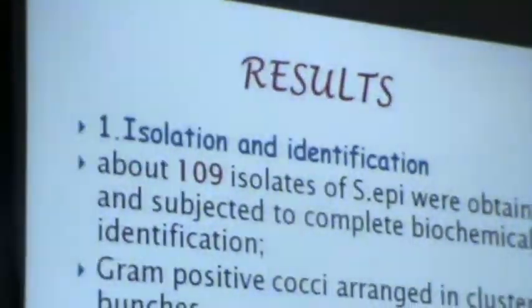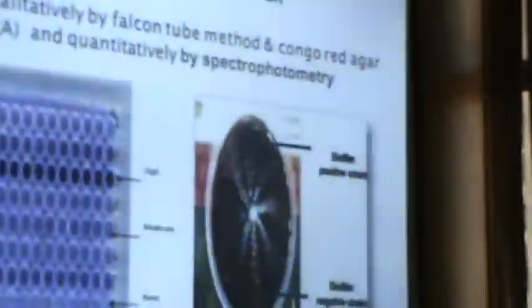In identification, about 100 isolates of Staph epidermidis were obtained and subjected to complete biochemical identification as follows. All isolates show gram-positive cocci arranged in bunches or clusters. Catalase test is positive, coagulase test is negative, and growth on mannitol salt agar was non-mannitol fermenting, and it gave gamma hemolysis or non-hemolysis on blood agar. Screening for biofilm formation was done by three methods: qualitatively by the Falcon tube method and the Congo red agar, and quantitatively by spectrophotometer. This figure shows the colors of isolated colonies on Congo red agar media.